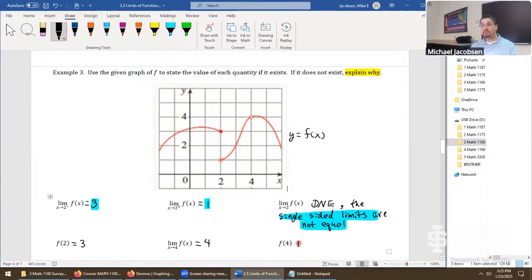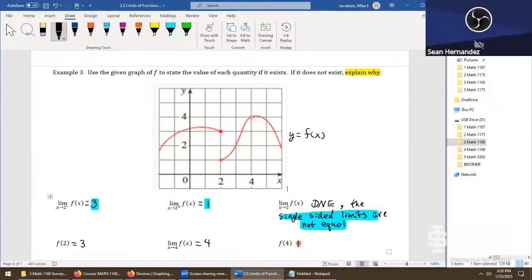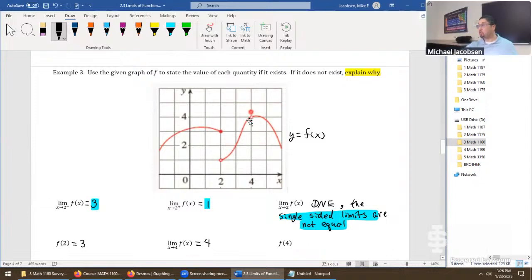But what would you all say to f of 4 on this problem? Does not exist. Yep, good call, Sean. This one is it does not exist because there's, well, no point on the graph whatsoever. If something was filled in, let's just pretend for just a moment, there's a solid dot right here, we would say f of 4 equals 1.